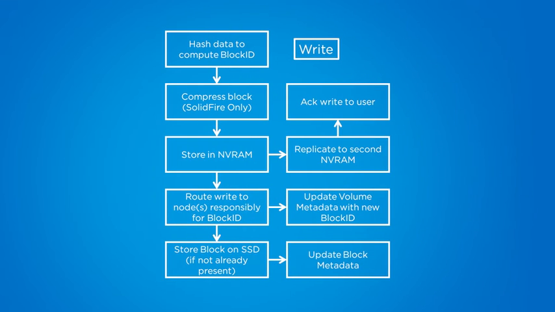For writes, the block data is first hashed before anything else is done with it, and then for SolidFire, we compress it and then store the entire thing in NVRAM. Once the block has been replicated to a second NVRAM instance and is protected against power failure, the write is acknowledged back to the user. From NVRAM, the write is routed to the node responsible for the block ID, and the volume metadata is updated. Finally, the block itself is written to SSD, assuming it doesn't already exist elsewhere, and the block metadata is updated as well.